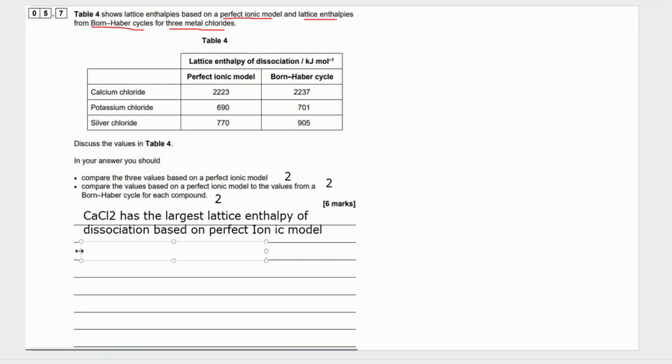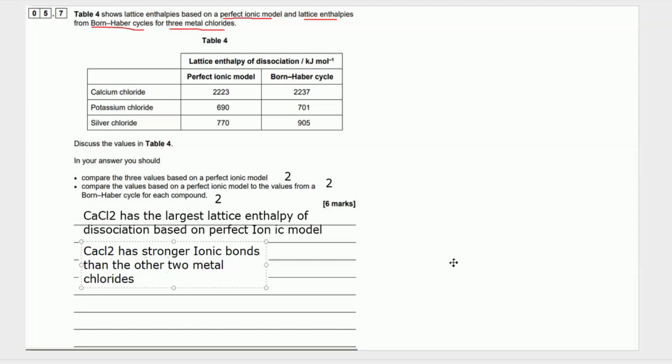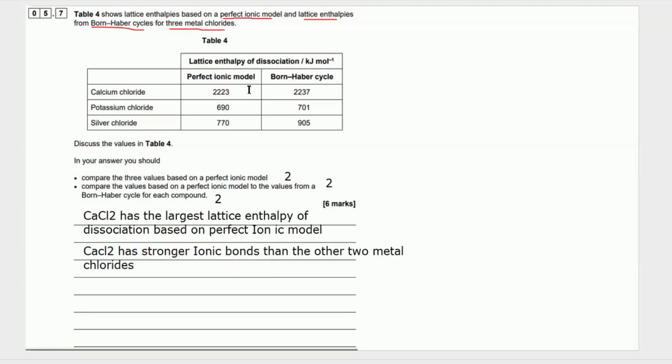Well, calcium ions have a +2 charge. Therefore, we're assuming that the ionic bond is stronger between a calcium ion and a negative chloride ion because, of course, there'll be a stronger electrostatic force of attraction between the calcium ion and the chloride ion. So we can assume that calcium chloride has stronger ionic bonds than the other 2 metal chlorides. And why is that? Potassium and silver are both K plus and Ag plus. So we would assume there that they have weaker ionic bonds, and that would get you all the marks for comparing the perfect ionic model values.